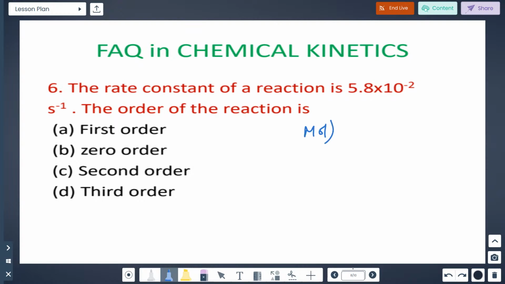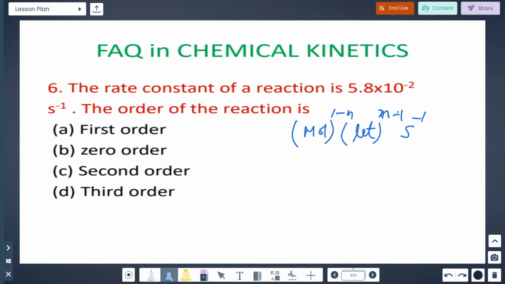Mole to the power 1 minus n, liter to the power n minus 1, per second. This is the formula. Understood? Suppose if you want to find the zero order rate constant, you put n is equal to 0. If you want the first order rate constant, n is equal to 1. So whatever order you want to find out, you can put the value and get the answer. From the unit only we can find out which type of order it is.